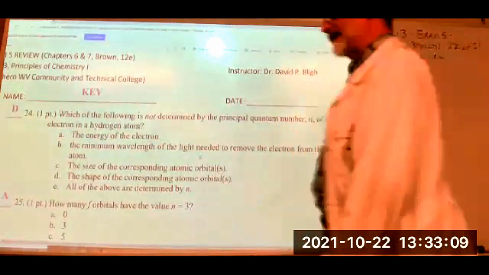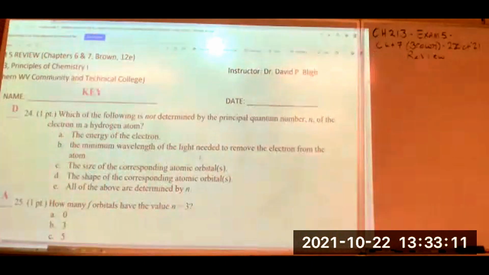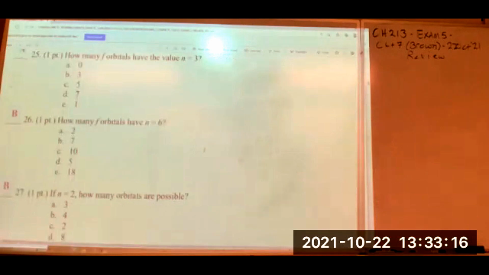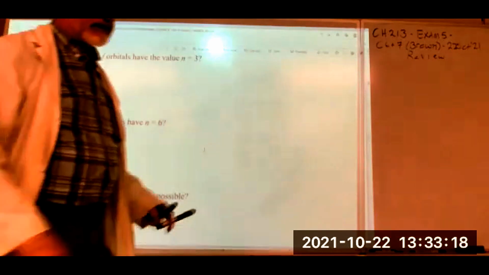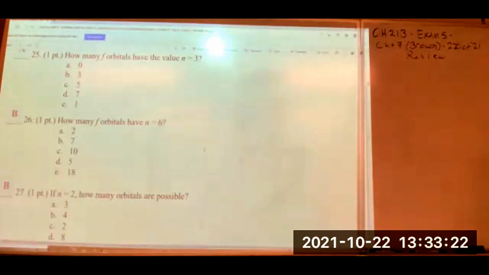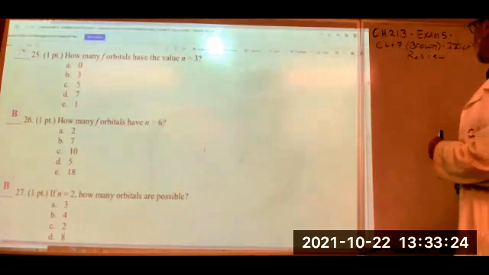How about, oops, skipped a page. Back up. 25. Now we're going to look at atomic structure in terms of their quantum numbers and the letter equivalents. So let's just review.